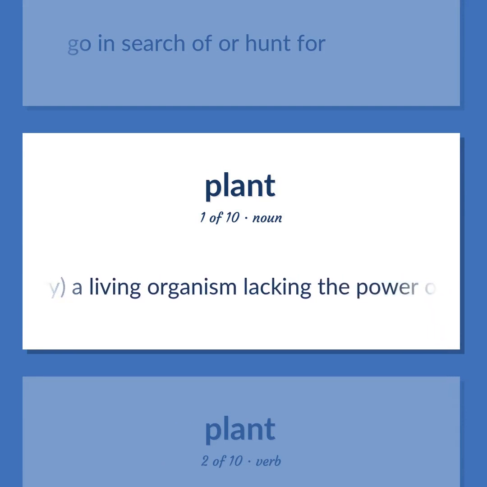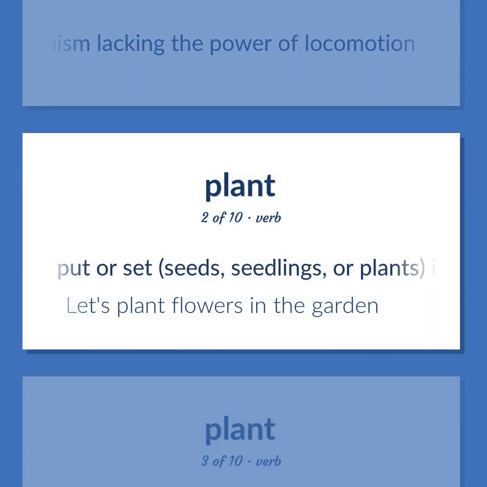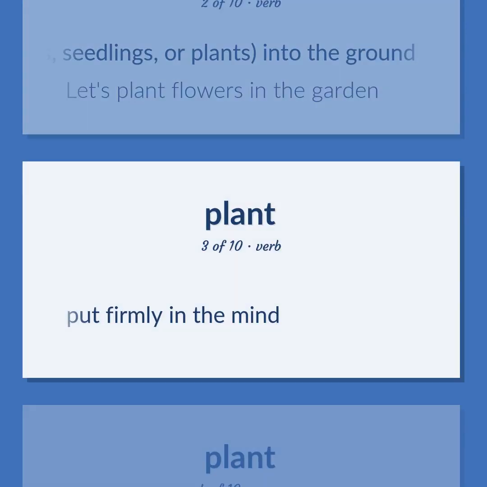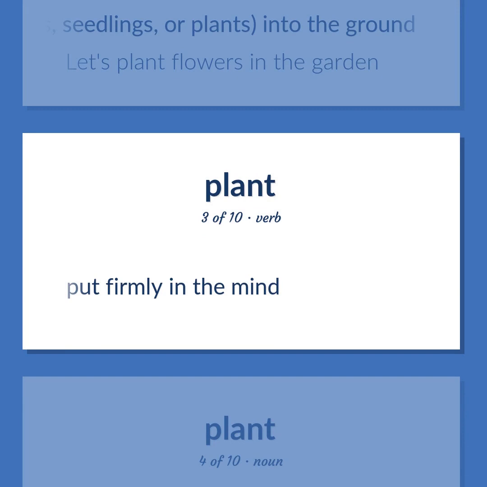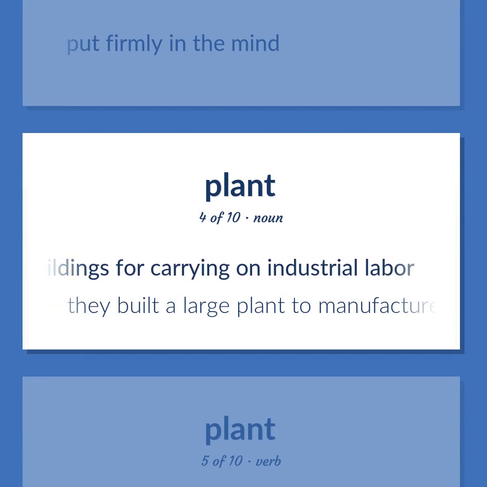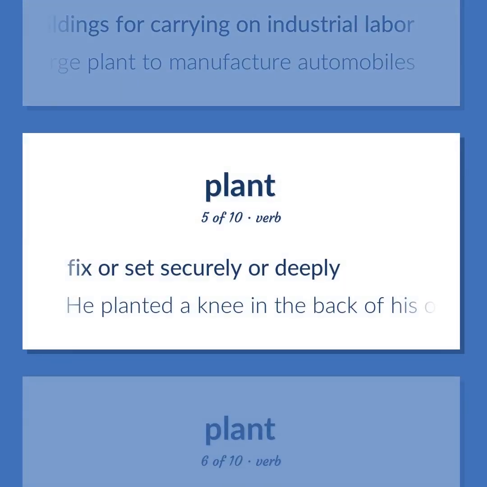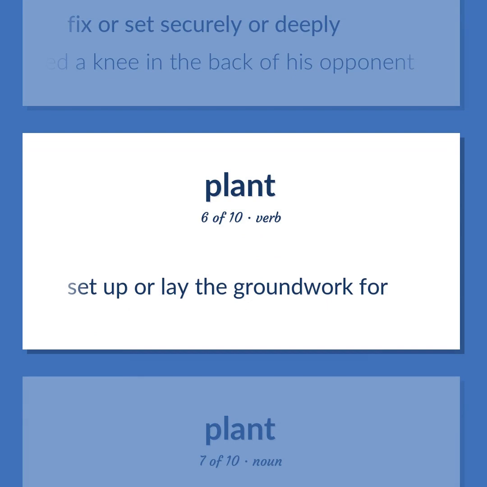Botany. A living organism lacking the power of locomotion. Put or set seeds, seedlings, or plants into the ground. Let's plant flowers in the garden. Put firmly in the mind. Buildings for carrying on industrial labor. They built a large plant to manufacture automobiles. Fix or set securely or deeply. He planted a knee in the back of his opponent.